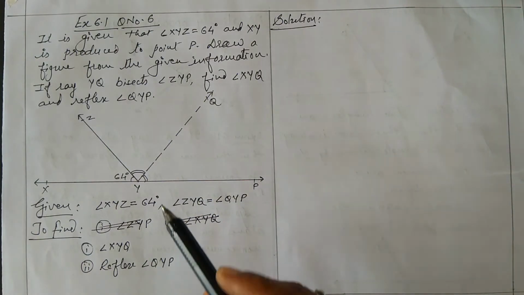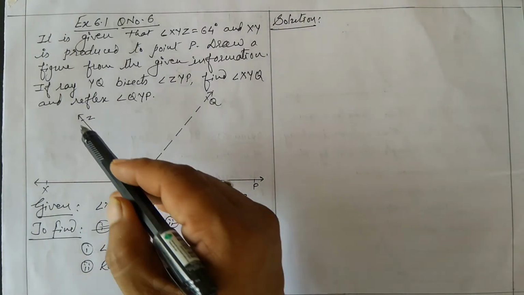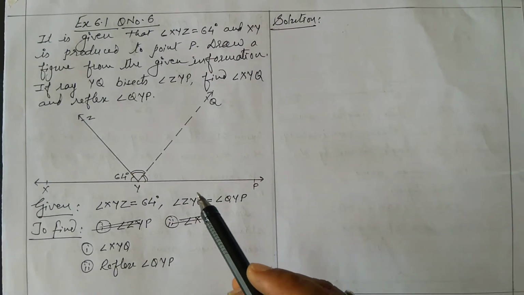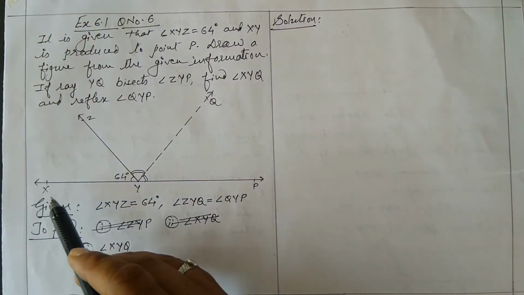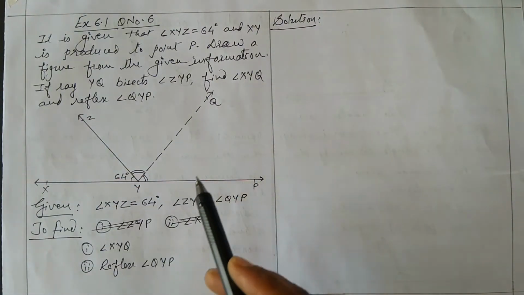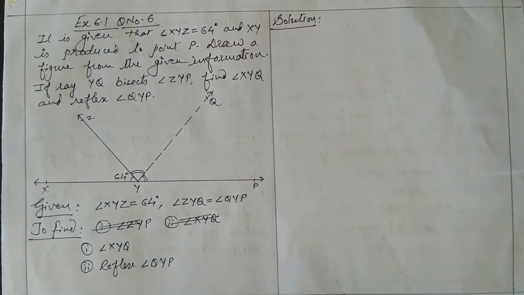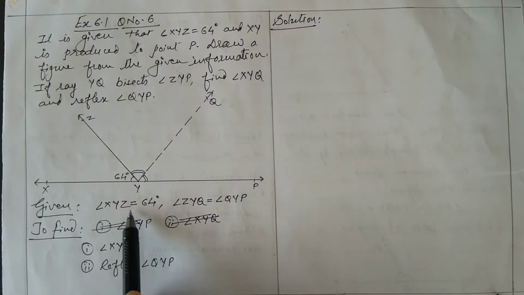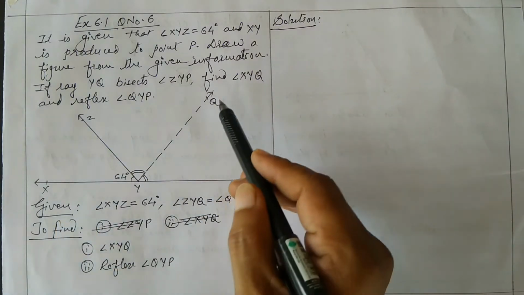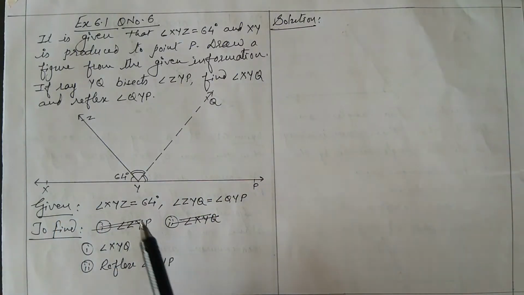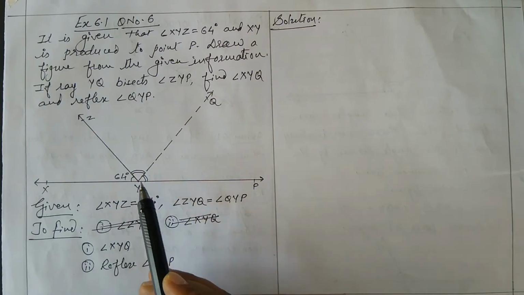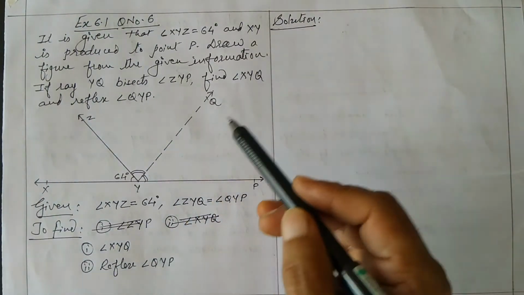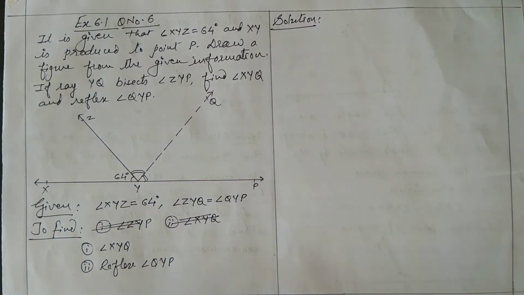Then if ray YQ bisects angle ZYP, find angle XYQ and reflex angle QYP. ओके, मैंने गिवन लिखा है XYZ is 64, ZYQ and QYP are equal. I have shown by identical markings here. Why equal? Because YQ is bisecting angle ZYP. Okay, so you have to find angle XYQ and reflex angle QYP.